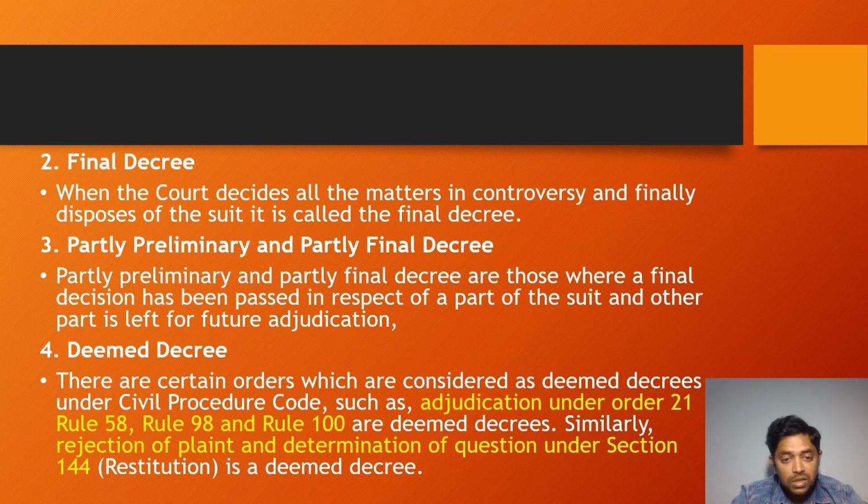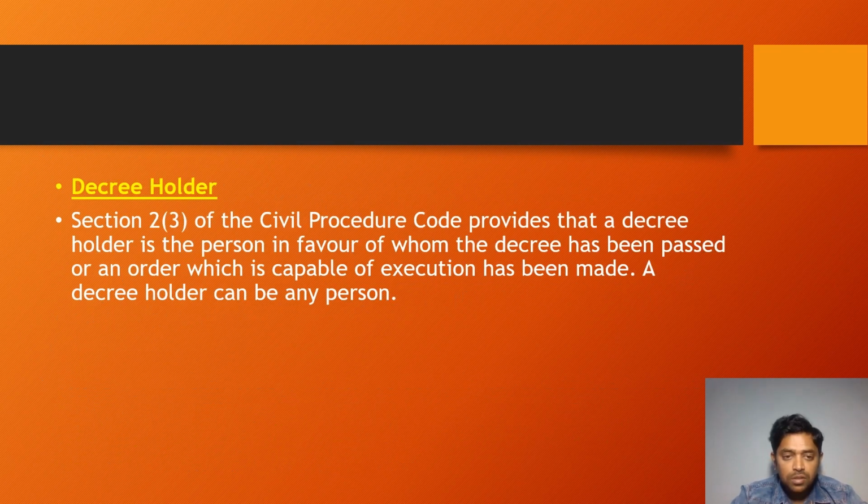Deemed decree. There are certain orders which are considered as deemed decrees under the Civil Procedure Code, such as adjudication under Order 21, Rule 58, Rule 98 and Rule 100. Similarly, rejection of plaint and determination of question under Section 144 is a deemed decree.